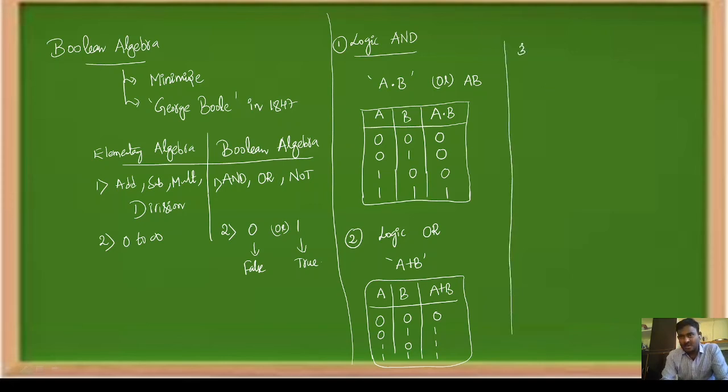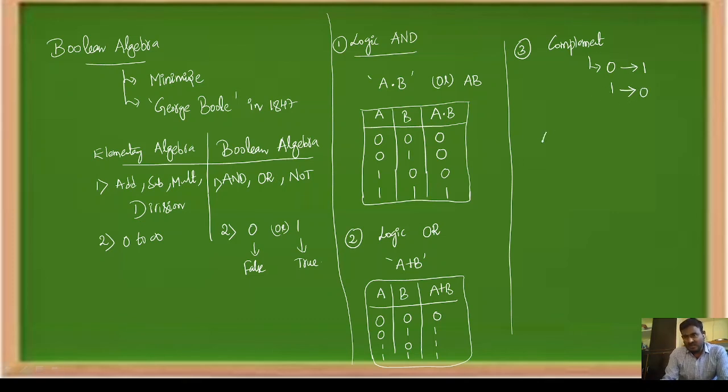And let me show you the third basic operation, which is the complement operation. Complement is simply negating the value. If the value of the variable is 0, by taking the complement, you get 1. If the value of the variable is 1, by taking the complement, you get 0. This is a simple thing.